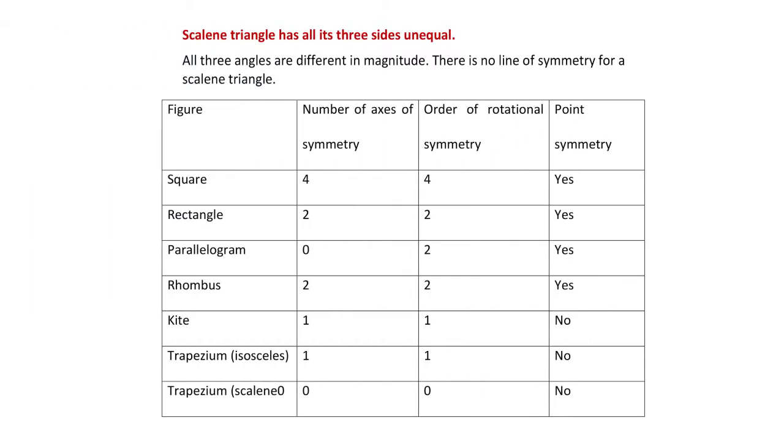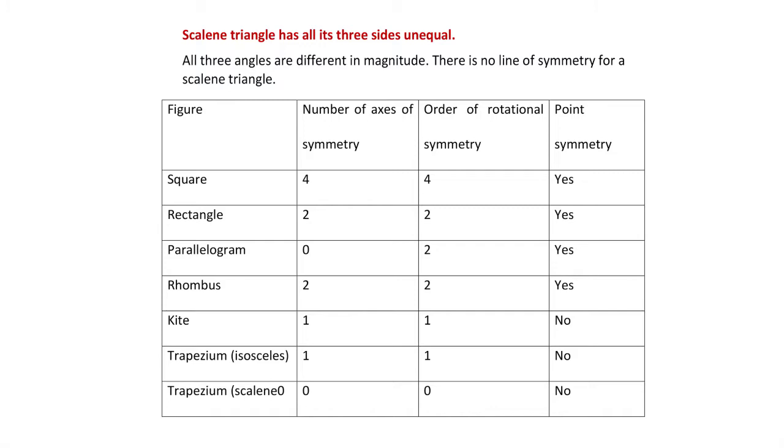A scalene triangle has all three sides of different length, so it does not have a line of symmetry. All sides are of different length and all the angles are also different. So there is no line of symmetry for a scalene triangle.